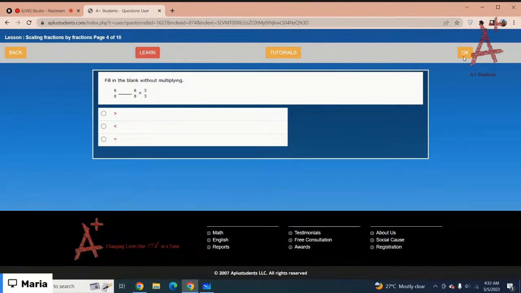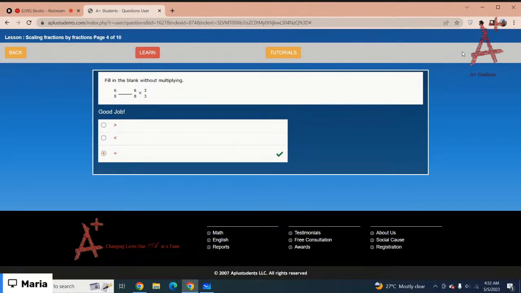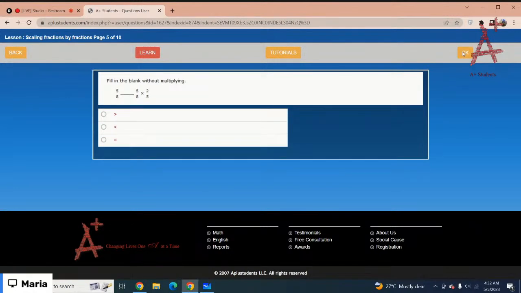Okay, the next one is 6 by 8 and 6 by 8 times 3 over 3. So which is the correct option? Are they greater, less or equal? Yes, they are exactly equal because 3 by 3 equals 1. So 6 by 8 times 1 is 6 by 8 and they are both exactly equal.